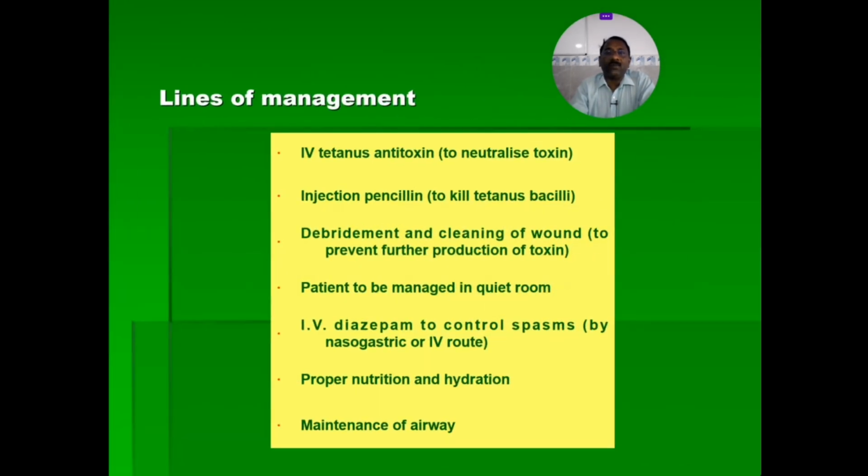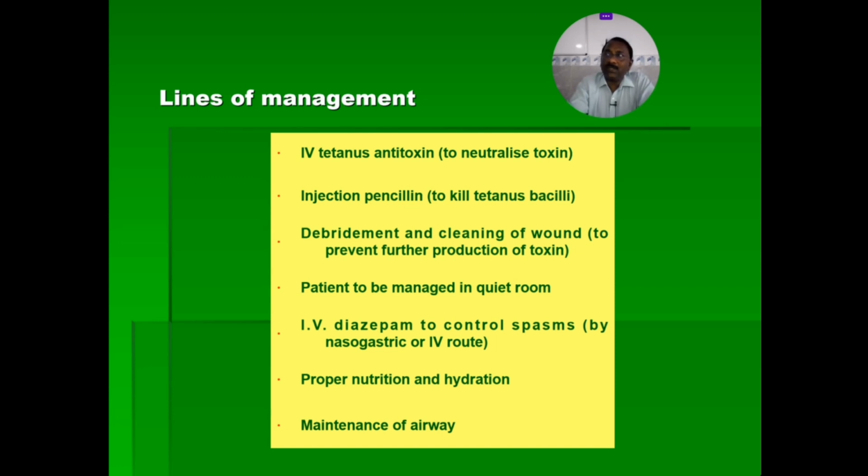So what about the treatment aspects? We give IV tetanus antitoxin to neutralize whatever toxin is there, and also to arrest the action of already formed toxins. Injection penicillin, as I told you, to kill the vegetative forms; we can use penicillin and metronidazole. Debridement and cleaning of the wound to prevent further production of toxin at the localized wounds. The patient is to be managed in a quiet room.